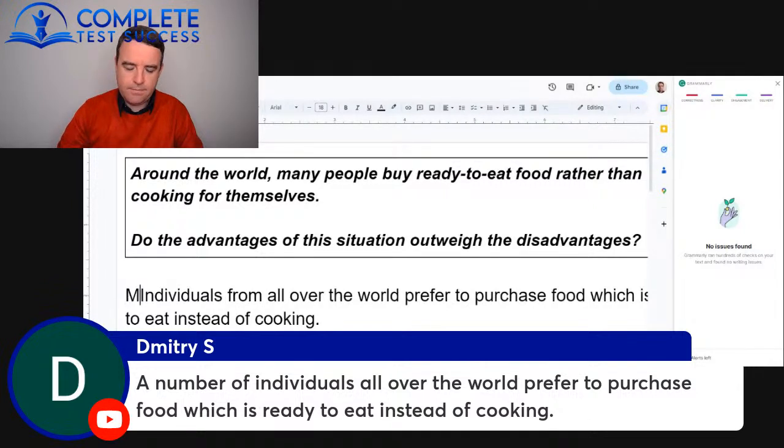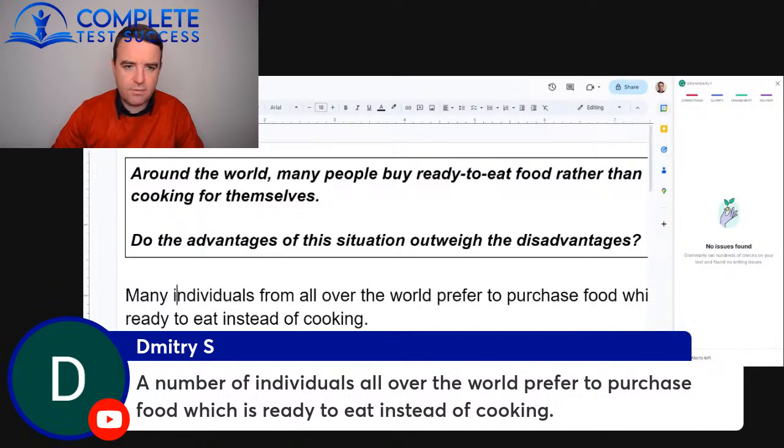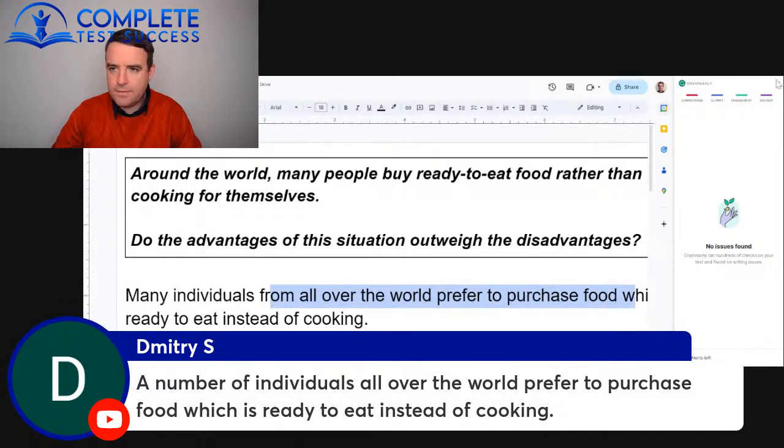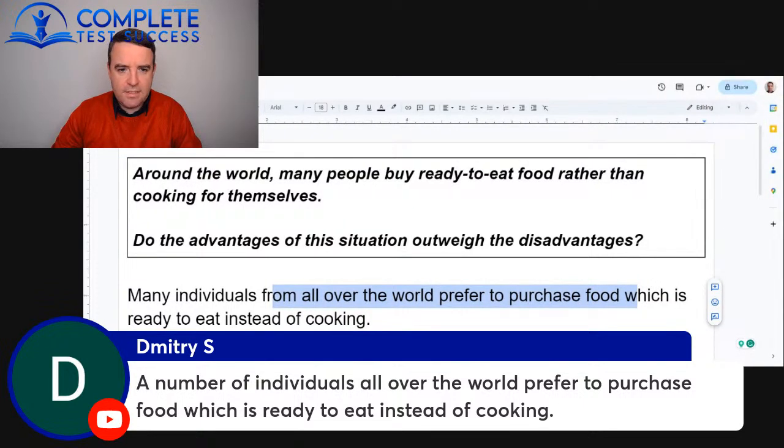I'm going to go with "many." Make sure it's 100% the same as the question. So, many individuals from all over the world prefer to purchase food which is ready to eat instead of cooking. Okay, that's a good paraphrase.